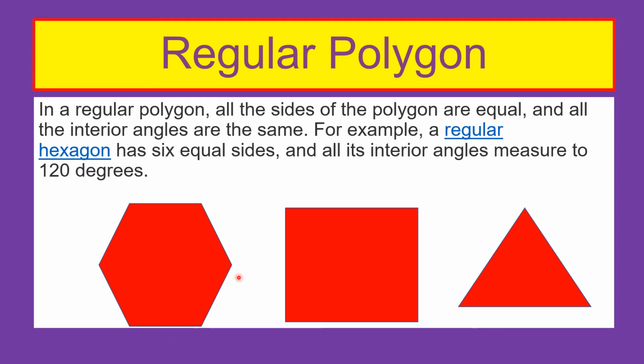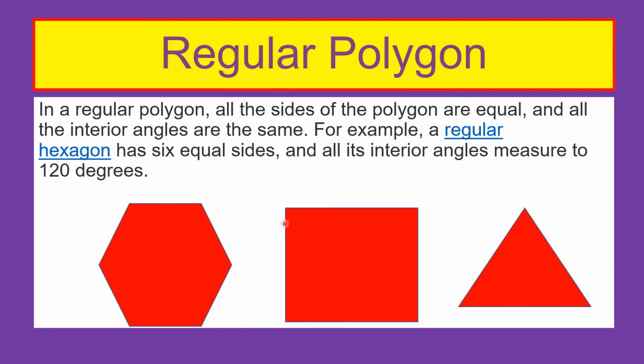So we have a regular polygon. In a regular polygon, all the sides of the polygon are equal and all the interior angles are the same. For example, a regular hexagon has 6 equal sides and all its interior angles measure 120 degrees. So this is a regular hexagon. All the sides are congruent and all the interior angles are also congruent.